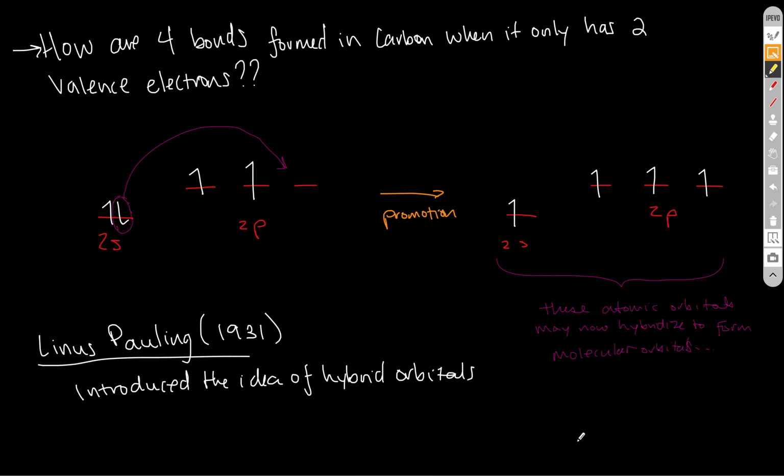So this is where we can talk about how 4 bonds are formed in carbon when it only has 2 valence electrons. So we have our 2s, and then we have our 2p. Here are our valence electrons, 2 valence electrons. So what happens is, through this process called promotion, one of the 2s electrons gets promoted to this 2p orbital. So now these atomic orbitals can hybridize. They can now merge together in a way. And this was introduced by Linus Pauling in 1931.